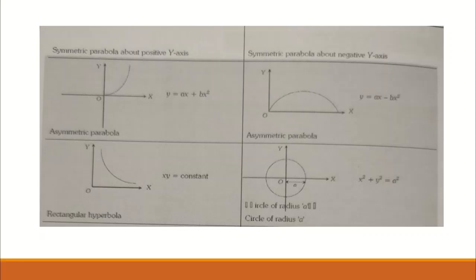Next, coming to the equation of the circle, x square plus y square is equal to a square, where a is the radius. If it is c, then under root of c will be the radius. If it is a square, under root of a square, that is a, will be the radius. If it is x square plus y square, it will have the center at origin.